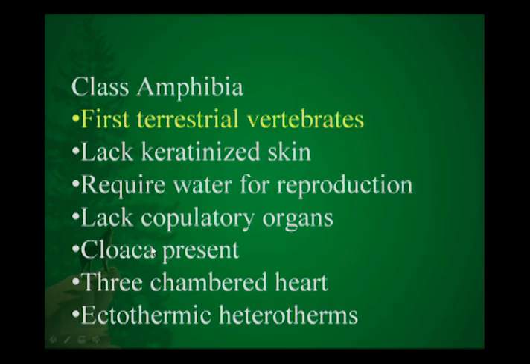As we look at characteristics of the Amphibia, again, they're the first terrestrial vertebrates that we find in the fossil record. They lack what's called a keratinized skin. Keratinized skin is what you and I have. It basically serves as an exoskeleton. It can be protective, but it also seals water in. It's not very water permeable.